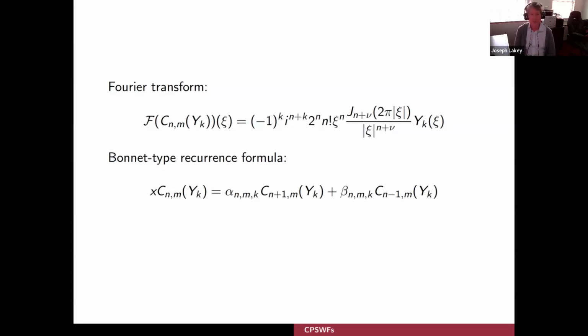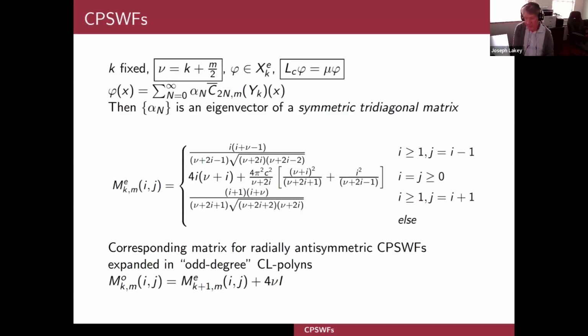And then there's a Bonnet recurrence formula, which means that if you multiply a Clifford Legendre polynomial by the vector x, and the multiplication is in the Clifford algebra, then you can write that as a sum of the previous and next Clifford Legendre polynomials. And that's just what you need for the theory of computing, for expanding Clifford prolate spheroidal wave functions in terms of the Clifford Legendre polynomials. And you get a matrix that's almost just like the one-dimensional case, except you have to account for this factor k, which is the homogeneity of the spherical monogenic. So I'm writing this term nu, which is k, the homogeneity of the spherical monogenic, plus half the dimension. I'm always taking the dimension to be odd unless I say otherwise.